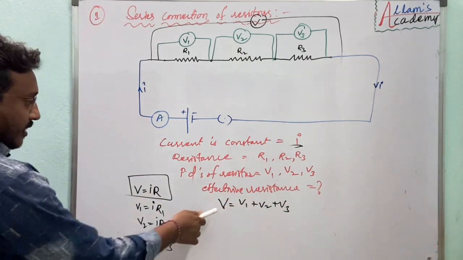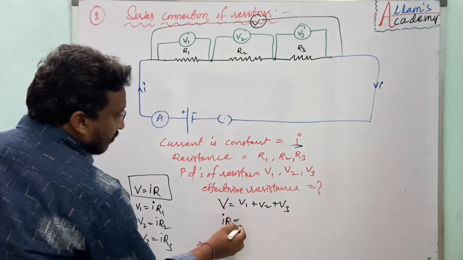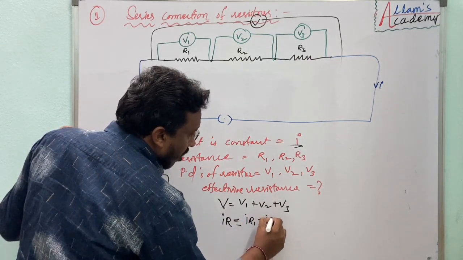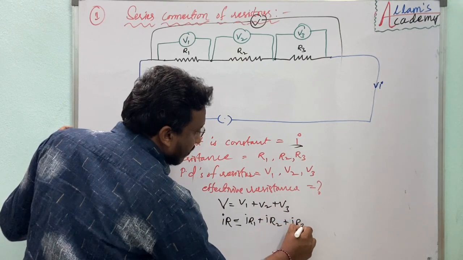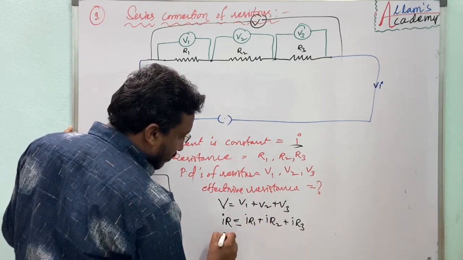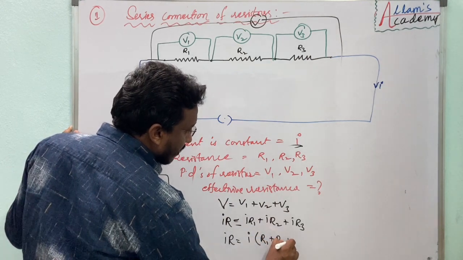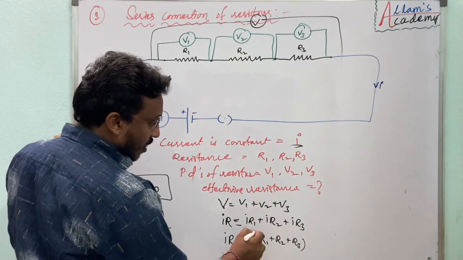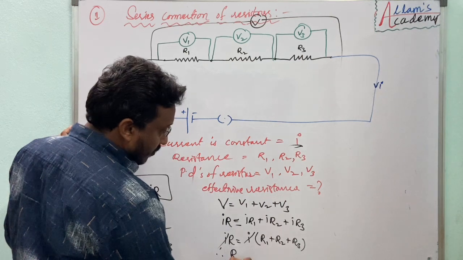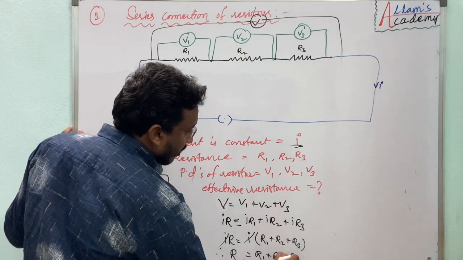Here we know that V equal to IR. V1 equal to IR1, IR2, IR3. Here I is common now. So IR equal to I times R1 plus R2 plus R3. So I gets cancelled. Therefore, the effective resistance equals R1 plus R2 plus R3.